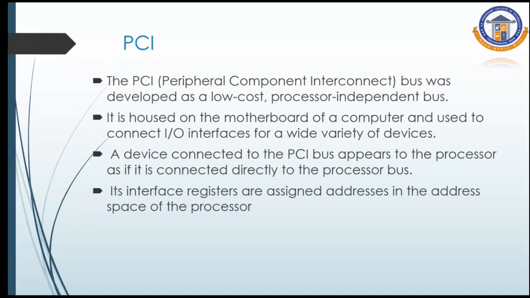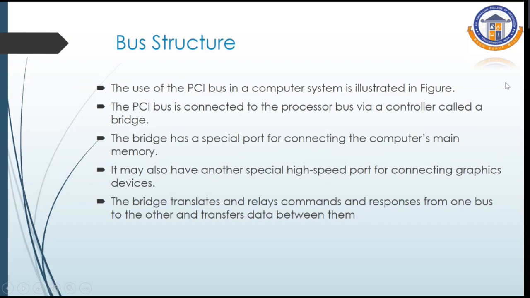A device that is connected to this PCI bus appears as if the processor directly accesses that I/O device. Okay, it appears like that. We are connecting through the PCI bus only. The processor and the I/O device will be connected with the help of a PCI bus, but it appears like the processor is directly connected to the I/O device. So we call this PCI a bus. Yes, it is like a bus structure.